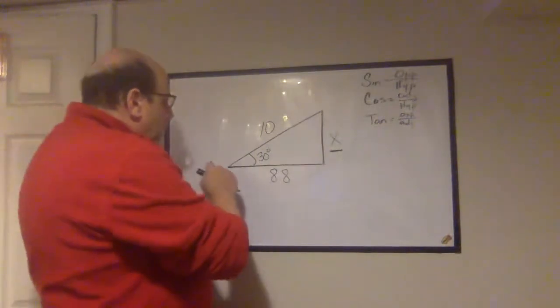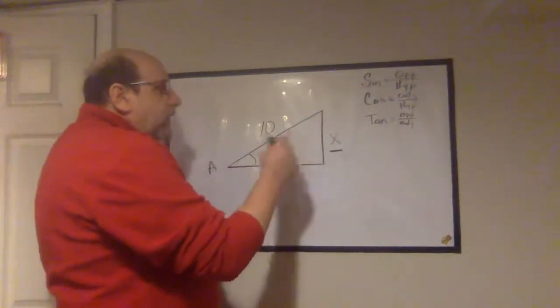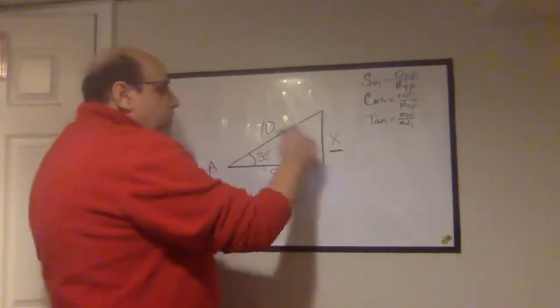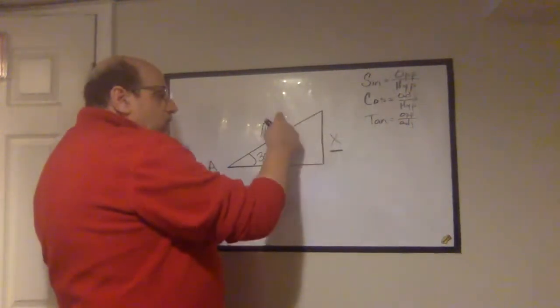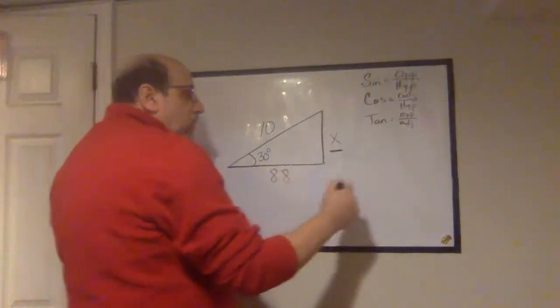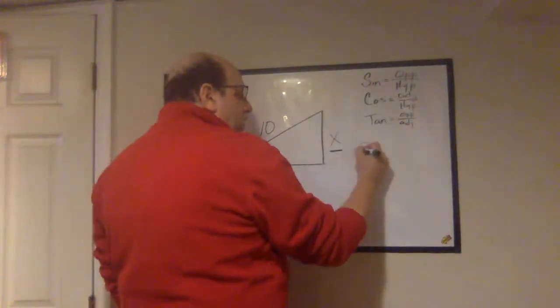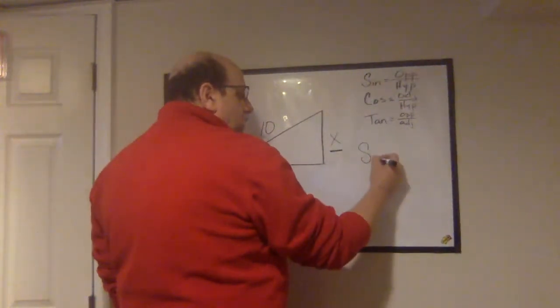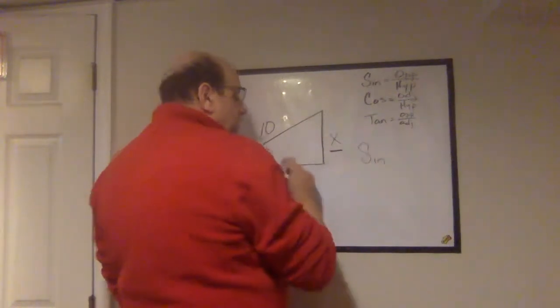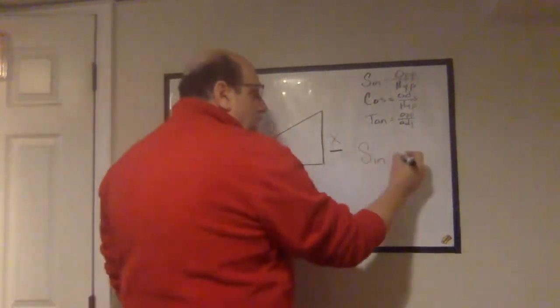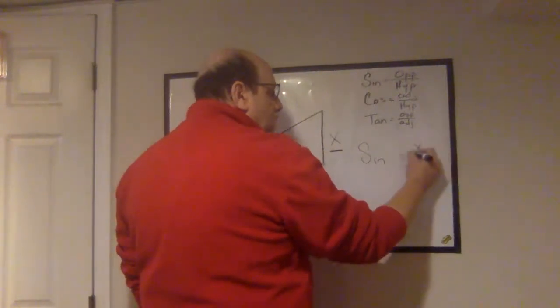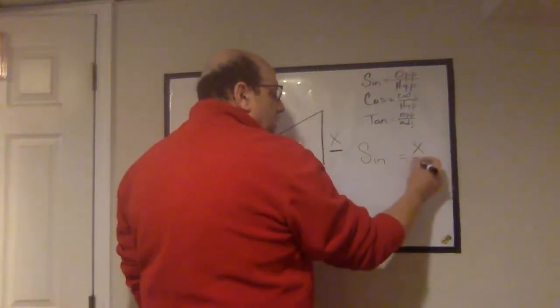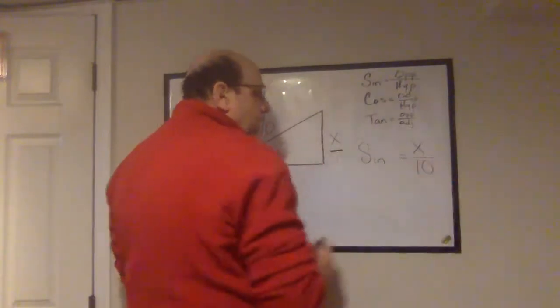So we know that for angle A, the sine of angle A would be the ratio of this opposite side over the hypotenuse. So I'm going to say sine, and I'm going to leave this alone for right now, is going to be some unknown number over 10.